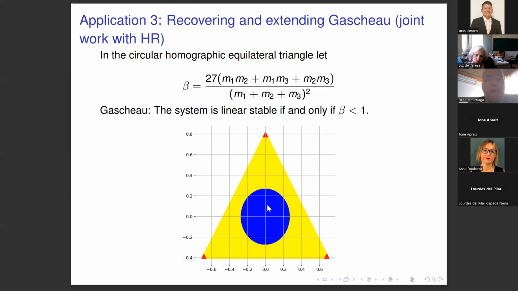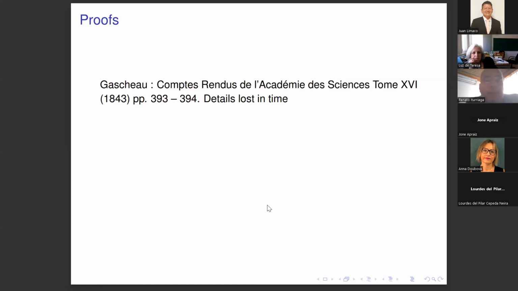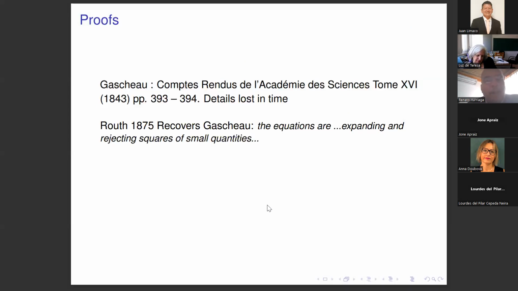So anyhow, the proofs. Gauchon's paper is a comprendu, which only announces the result, and the details are lost in time. So we don't know what Gauchon had in mind. Then there is Routh, who recovers Gauchon, and in his paper he says something like, well, I don't know where the article of Gauchon is. So already in 1875, Gauchon's work was lost. Now it is impossible to get it.